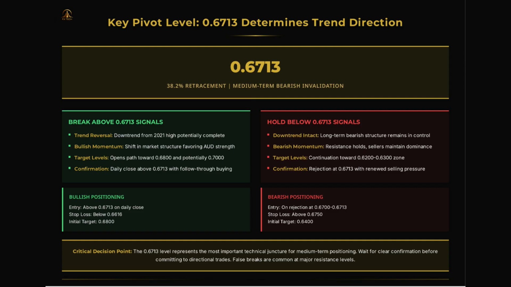For bearish positioning, enter on rejection at 0.6700 to 0.6713, with a stop loss above 0.6750 and an initial target of 0.6400. Wait for clear confirmation before committing. False breaks are common at major resistance levels.